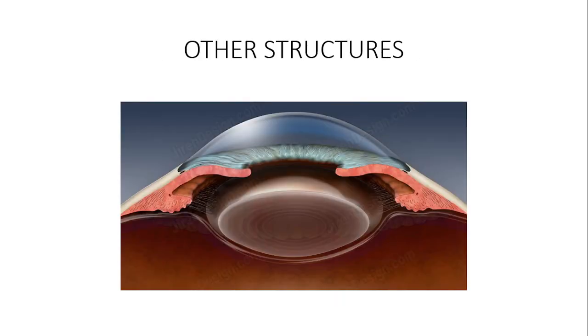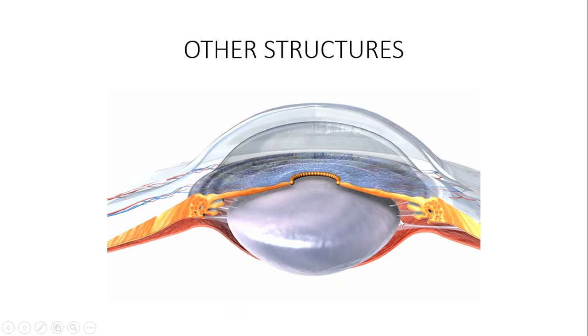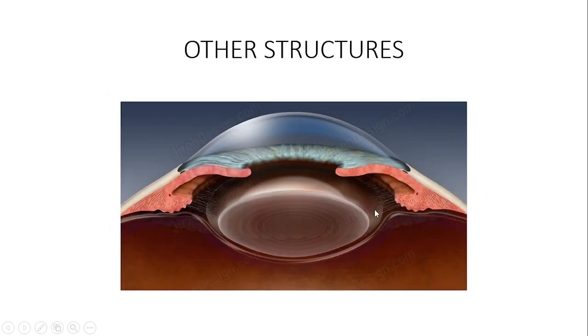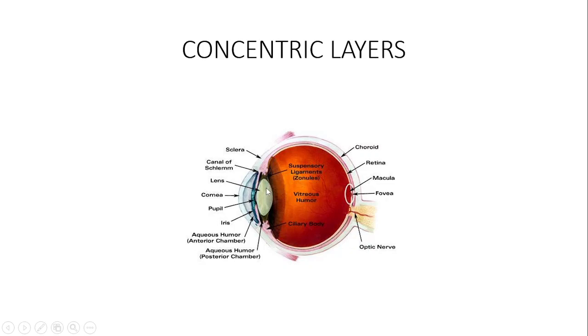So you realize that there are certain structures that hold the crystalline lens in place. These are called zonules of Zinn. They are attached to the ciliary muscle of accommodation. You can find them here. These are the zonules of Zinn. Here they are not quite prominent, but you can find them here.